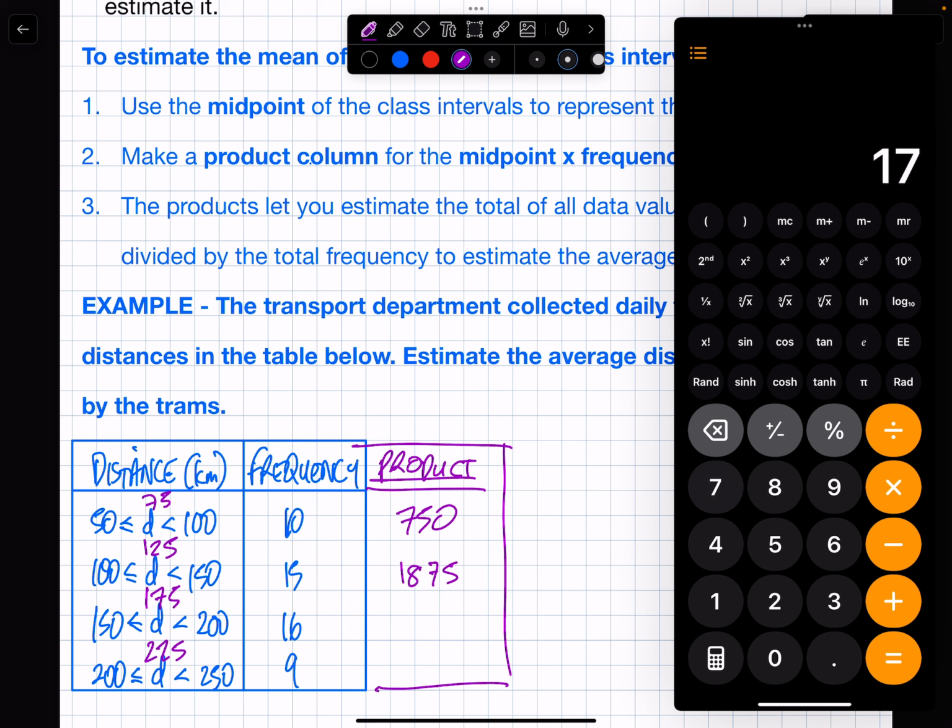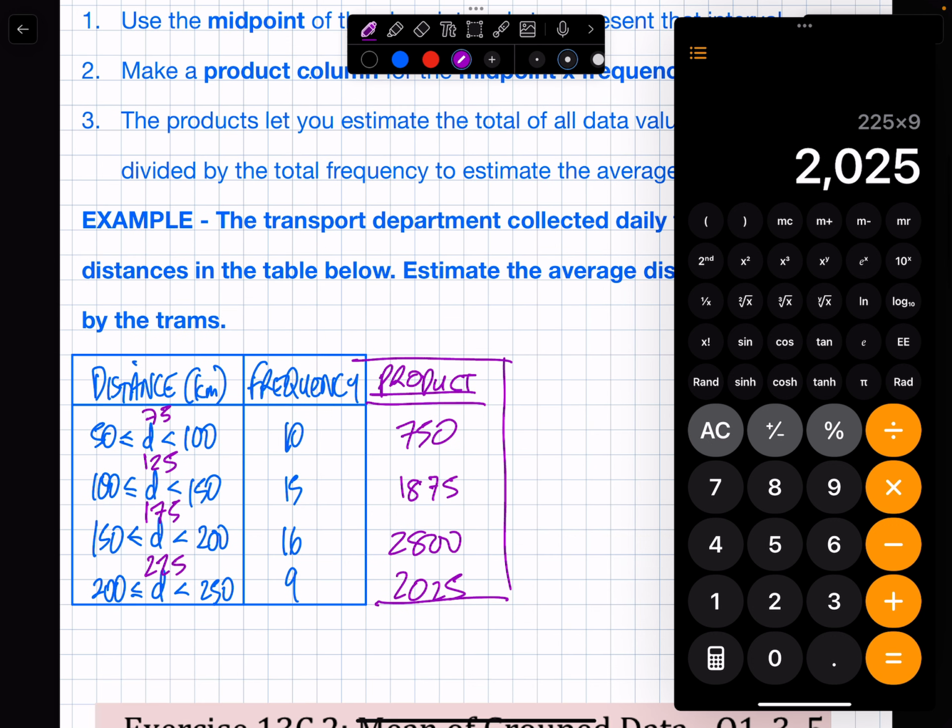175 times 16 is 2800. And the last one, 225 times 9 is 2025. Why is that helpful? Because we can find the mean using this information. What could I add up here to tell me how many bits of data there are?